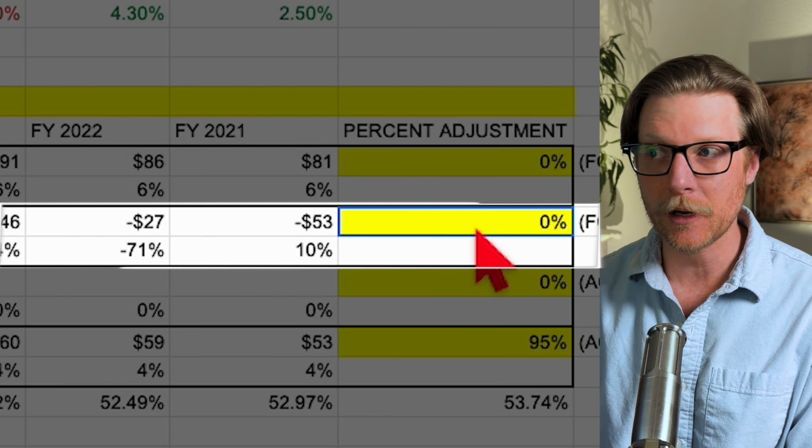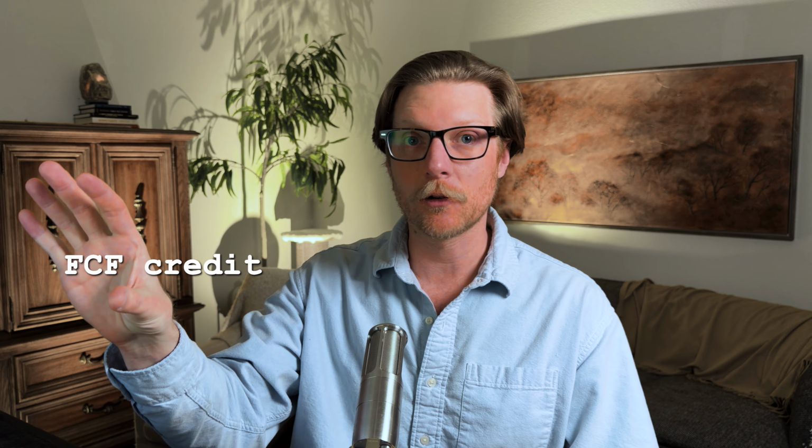And the same goes for CapEx. I'm not giving them any credit for capital expenditures. Some companies are able to grow significantly through CapEx. In this case, I'm not going to give any credit. There may be a case to be made to give some additional free cash flow credit here, but that would raise my bar. And so I'm interested in staying as conservative as possible.